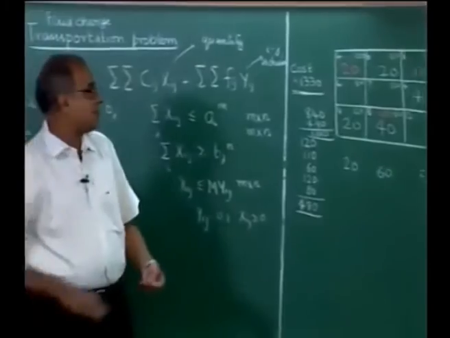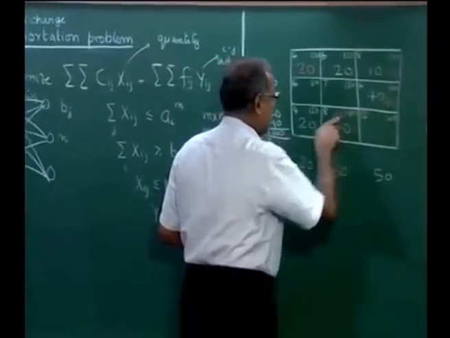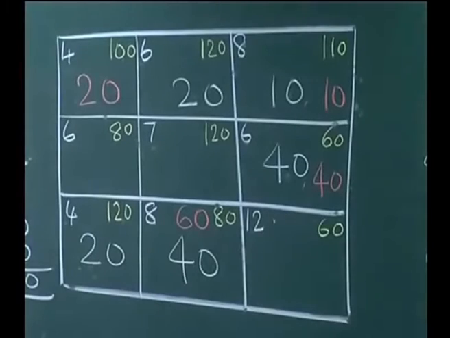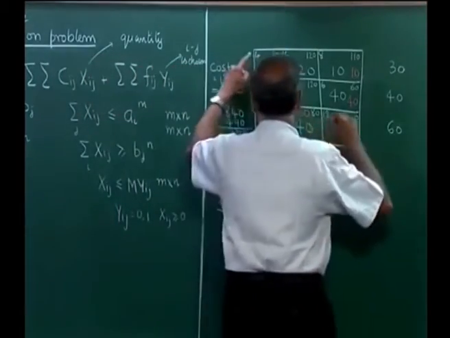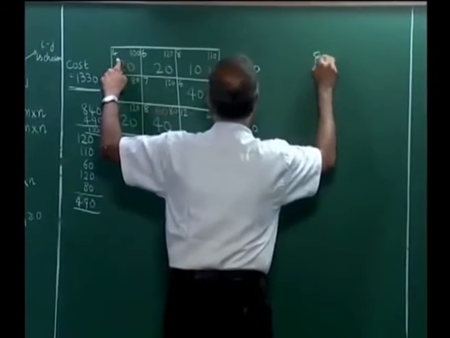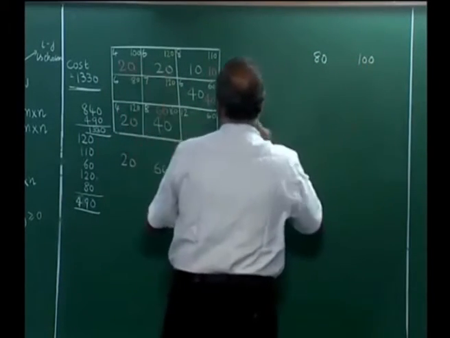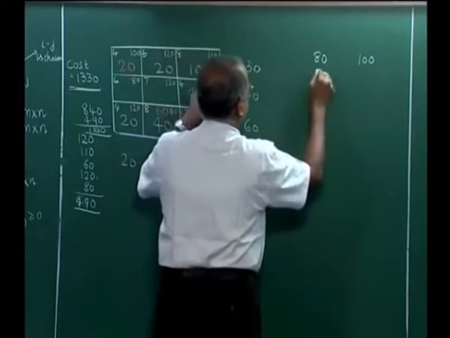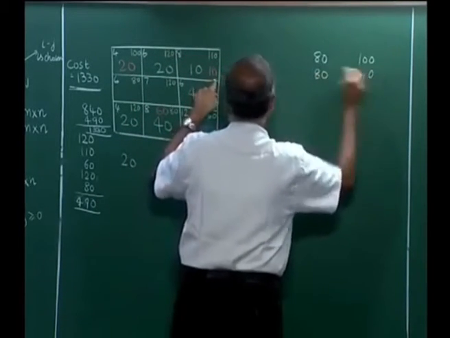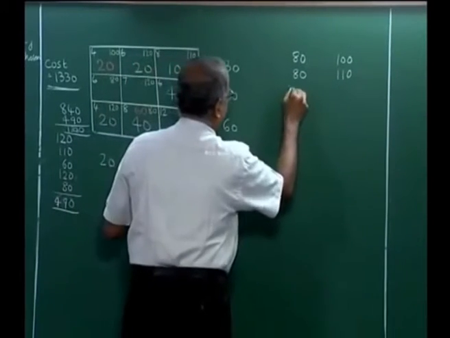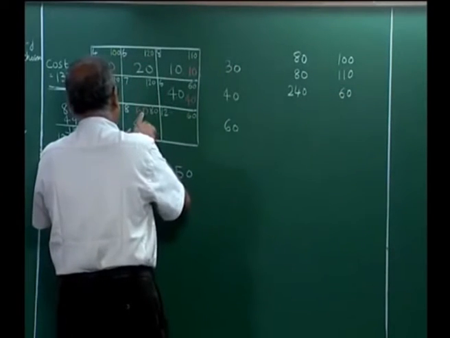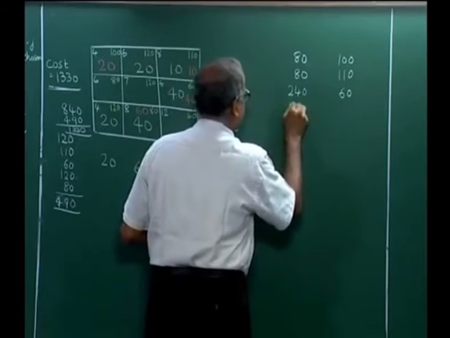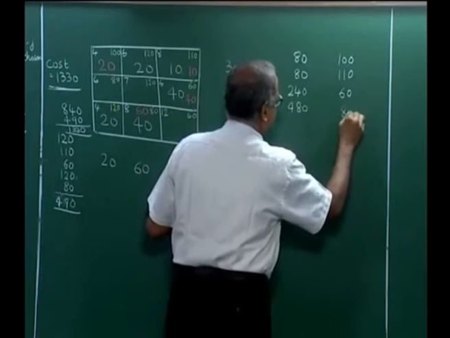This is the solution. So, 20, 10, 40 and 60 is the optimum solution to the fixed charge transportation problem. So, let us try and evaluate the costs associated with it. The cost of transportation is 20 into 4, that is 80, and the fixed cost is 100. The cost of transportation is 10 into 8, that is 80, and the fixed cost is 110. The cost of transportation is 40 into 6, that is 240, and the fixed cost is 60. The cost of transportation is 60 into 8, that is 480, and this fixed cost is 80.